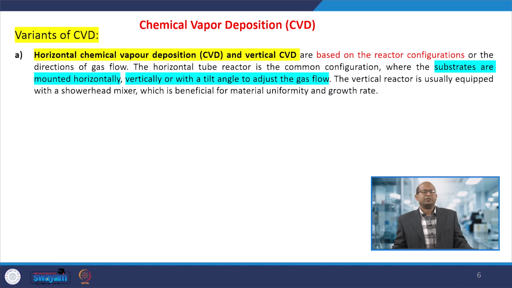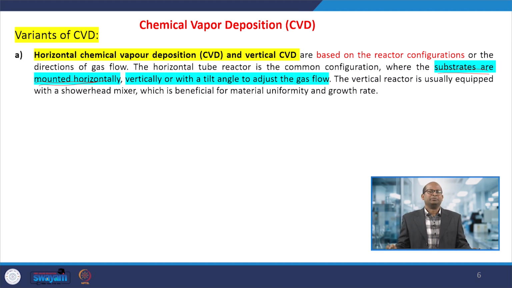In particular, the horizontal chemical vapor deposition or vertical CVD. In these two processes, the substrate has to be placed in the reactor, mounted either horizontally or vertically, or tilted at some angle to adjust the gas flow.